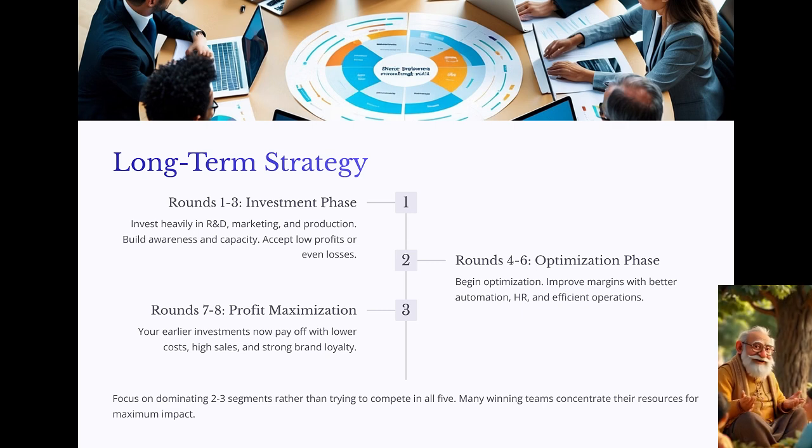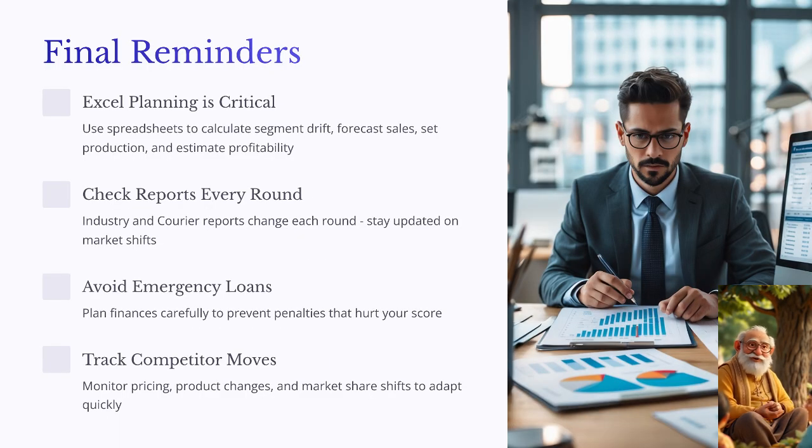Final reminders: Excel planning is critical. Use Excel to calculate segment drift, forecast sales, set production, and estimate profitability. Check reports every round. Industry and courier reports change each round. Stay updated. Avoid emergency loans. Plan finances carefully to avoid penalties. Track competitor moves, monitor pricing, product changes, and market share shifts to adapt quickly.